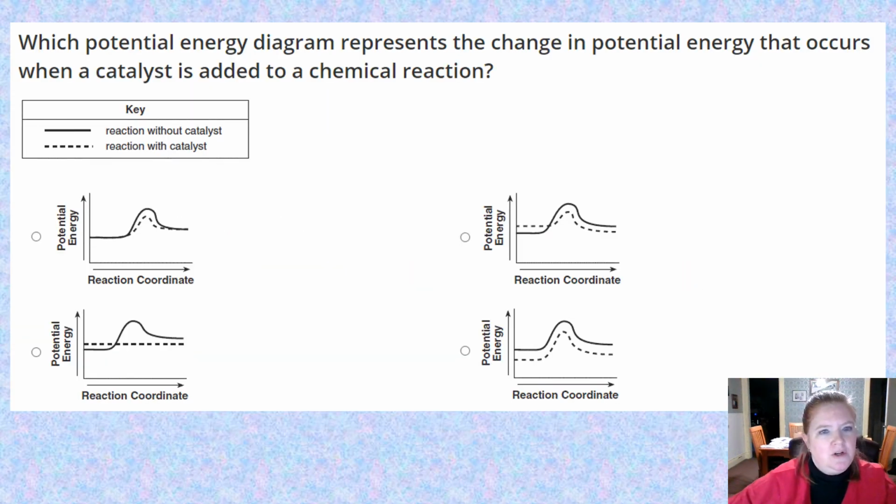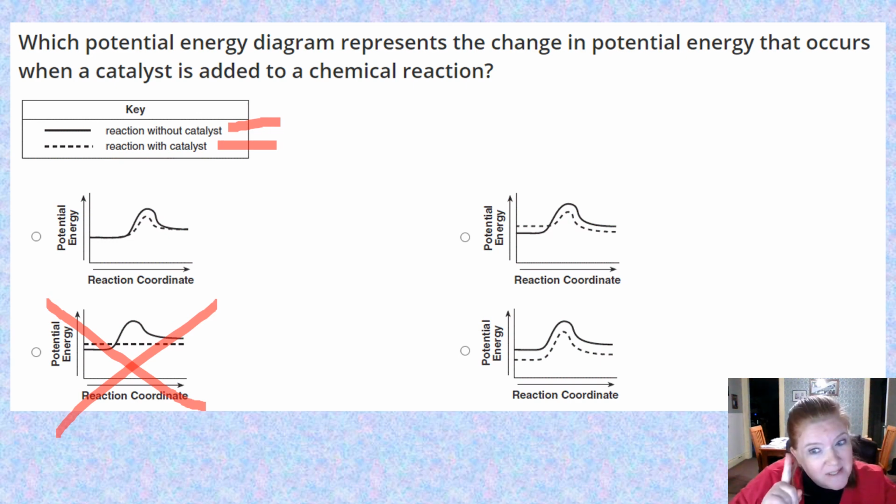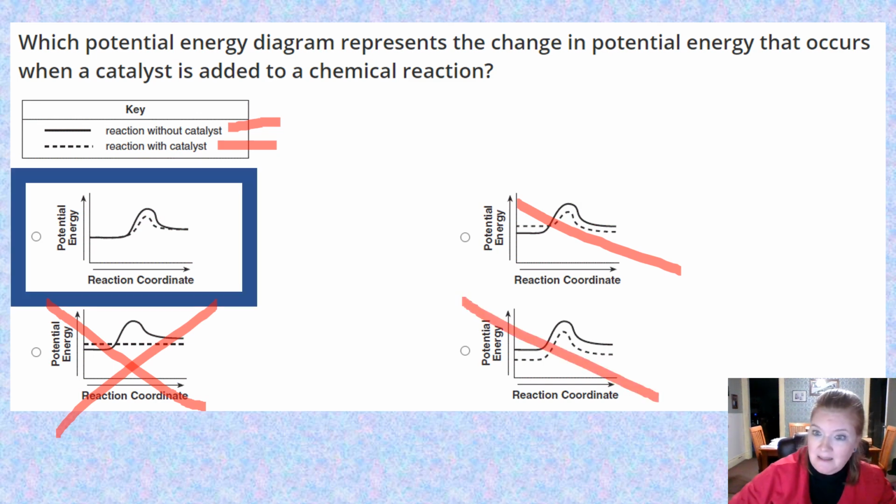All right, which potential energy diagram represents a change in potential energy that occurs when a catalyst is added? And so look, we have a solid line with no catalyst, a dotted line with a catalyst. So, well, you should remember, same shape. So if it follows the same shape, then that means this is wrong. That is just a complete straight line. So we need to start at the same place and end at the same place. Our line just should follow the same shape, but be lower. So does this start at the same place? Nope. Does this start and end at the same place? Nope. So that means that has to be my right answer.